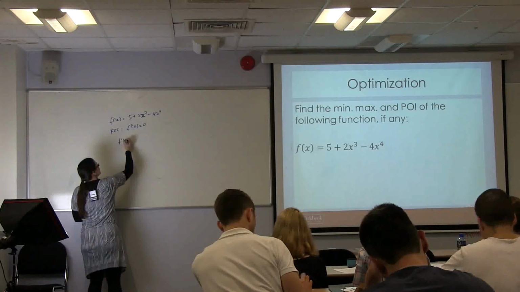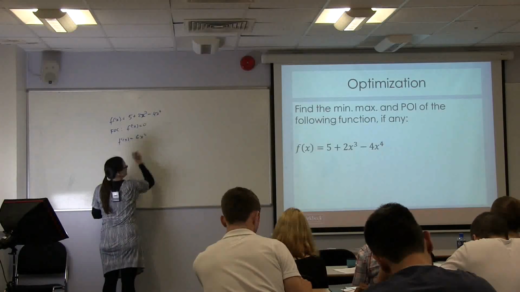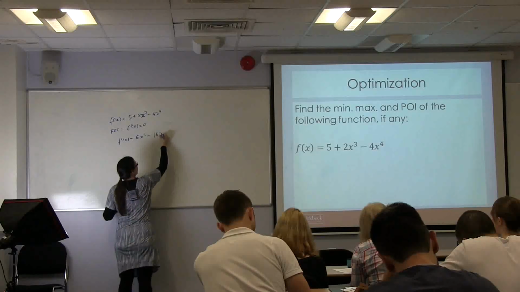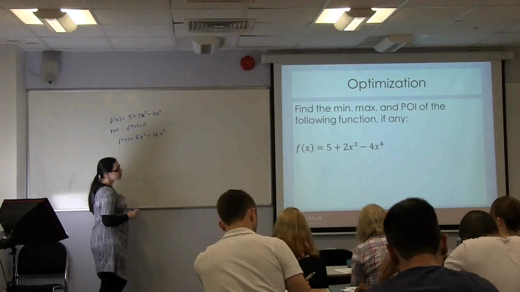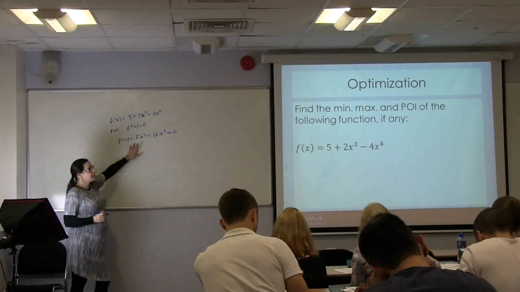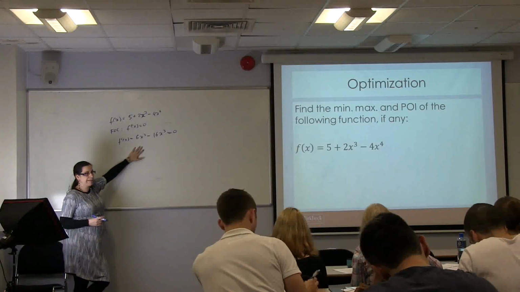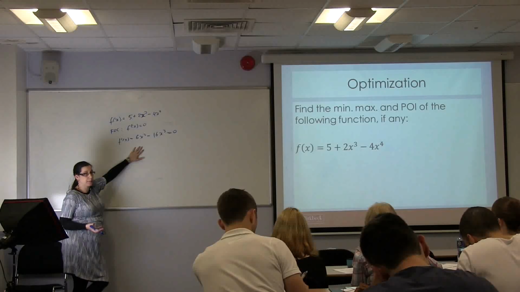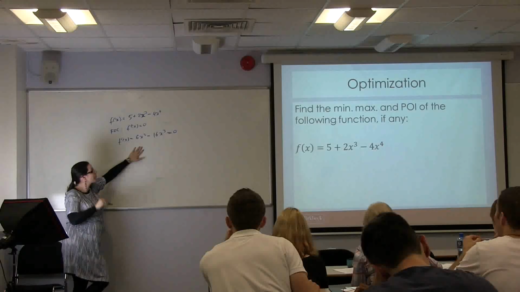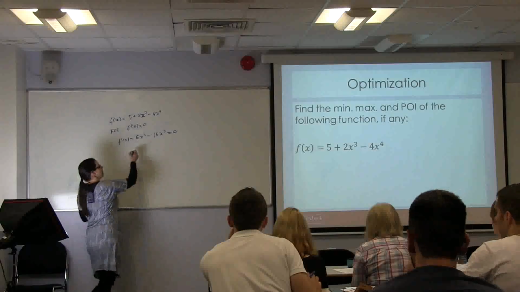So the first order derivative is 6x squared minus 16x cubed. And that has to be equal to 0. So again, we ended up with a cubic function. So how are we going to try to solve it? Trying to factorize it. So what can we factorize out from these two terms? 2x squared.